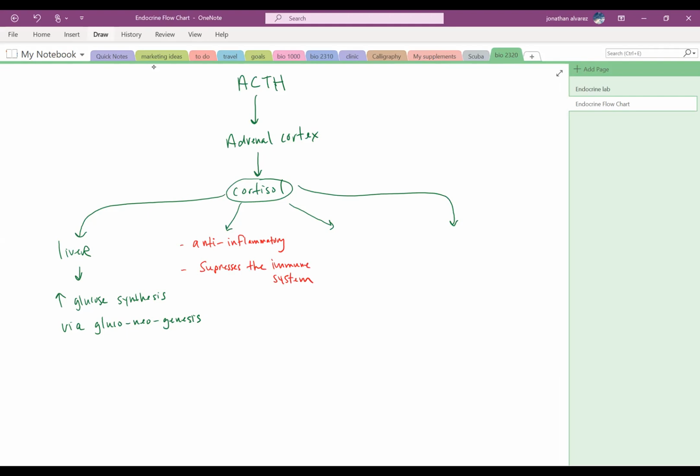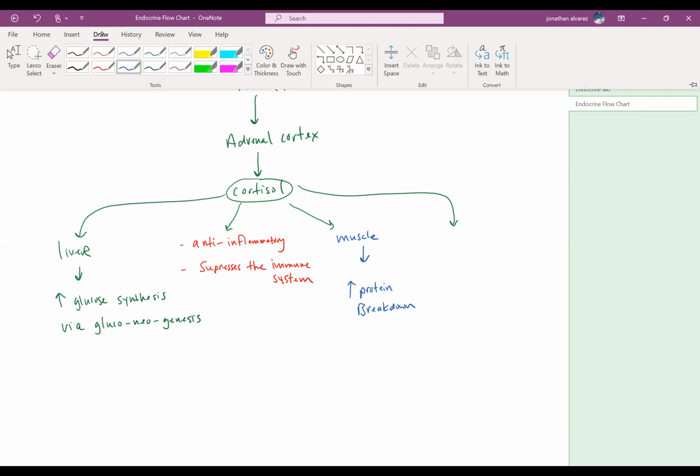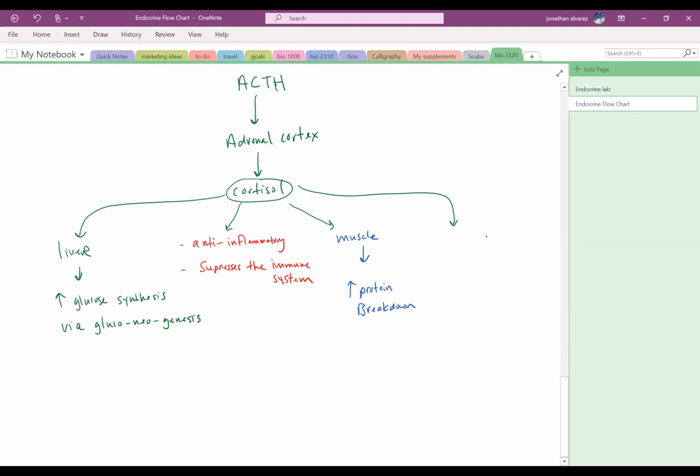When it goes to muscle, it is going to increase protein breakdown. And when it goes to adipose tissue, it is going to increase lipolysis, which is the breakdown of fat.